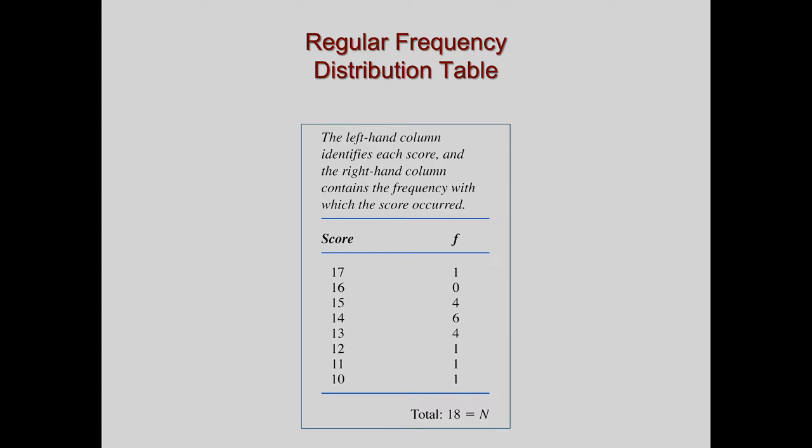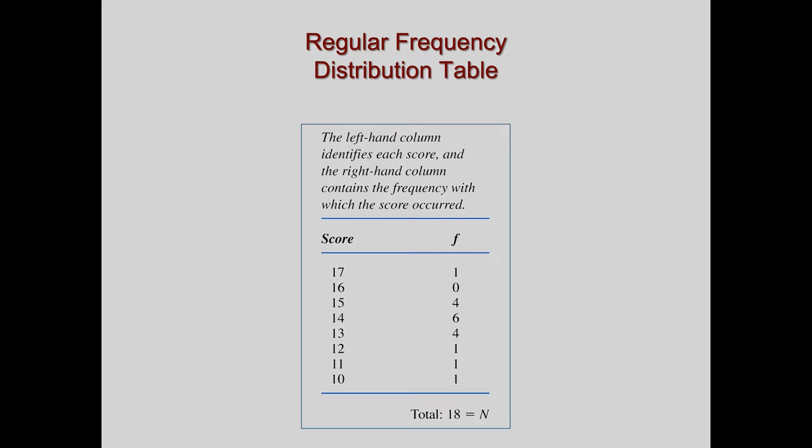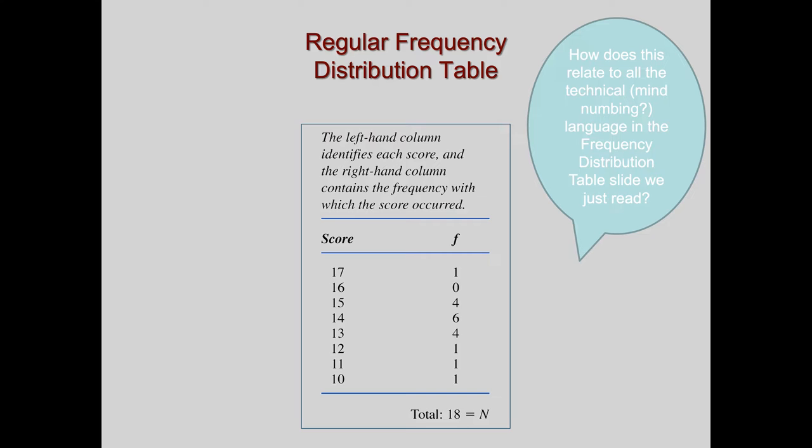N is always the total. And looking back here, this is three rows high and six columns across. Six times three is 18. All right. So that's how you make a regular frequency distribution table. A couple of things worth noting. How does all of this relate to the technical mind-numbing language in the frequency distribution table slide we just read? Well, the first thing is that the categories of the scores are the X and the frequencies are the Y. So you will always get that scores are X, frequencies are Y. That's the first thing you have to know.